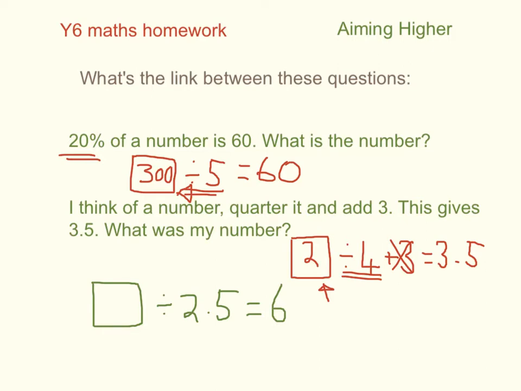Again, in the final example, I'll need to do the opposite, the inverse. What was the number before I divided it by 2.5? I'll multiply it by 2.5 to get me to my answer, which is 15. How many 2.5s in 15? 6.